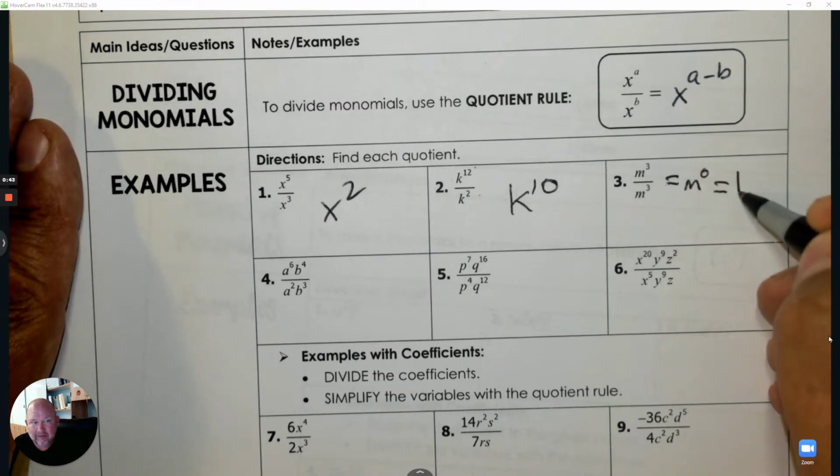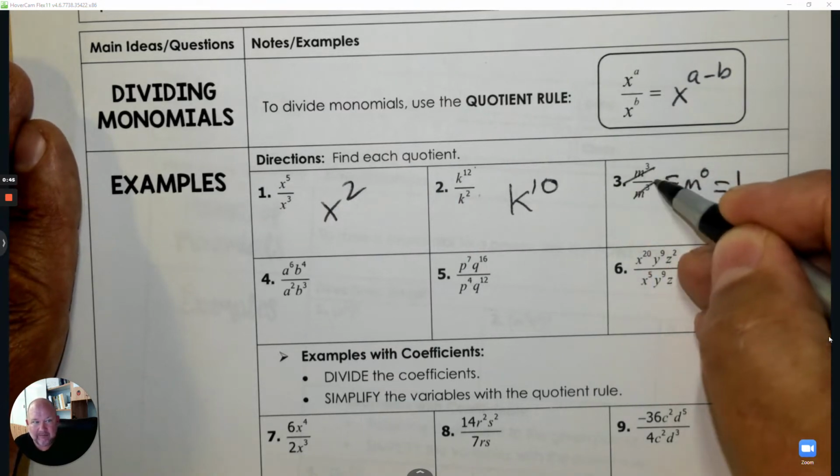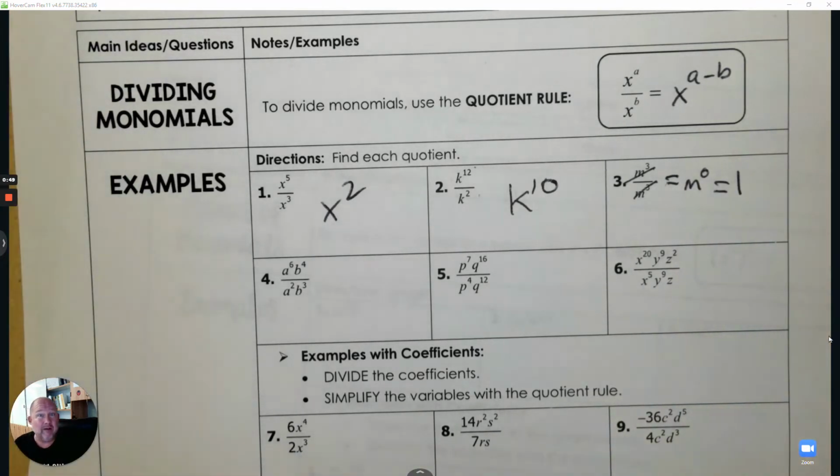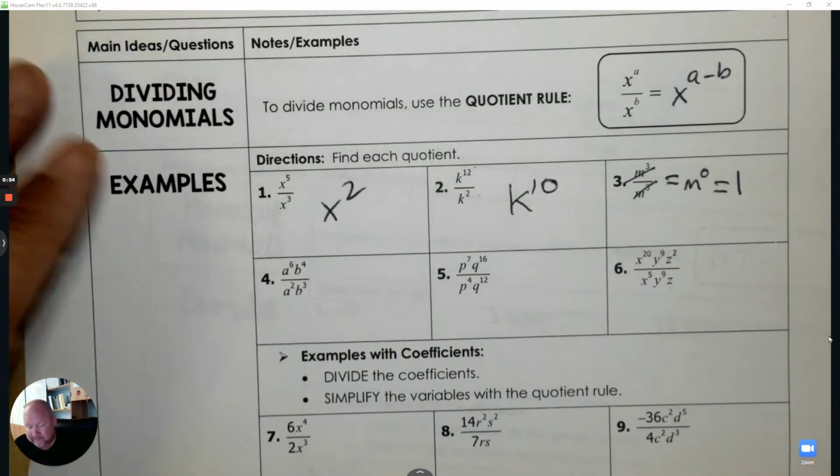But if they match exactly, they actually divide out and leave you just with 1. Now, if you have the exponent 0, that's another rule, a law. Any base to the exponent 0 is equal to 1.